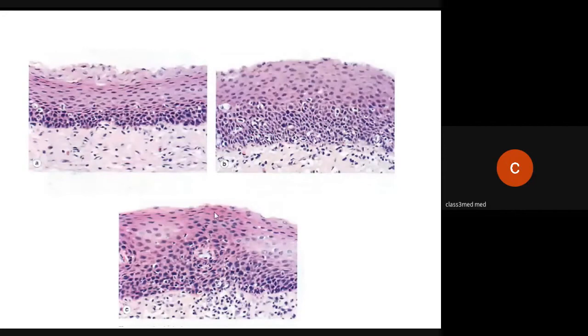While here, the dysplasia involves nearly the entire thickness of the epithelium. And so it is called severe dysplasia. So it is now clear what is atypia, what is dysplasia, and what is mild dysplasia, moderate, severe dysplasia, or low-grade dysplasia, and high-grade dysplasia.